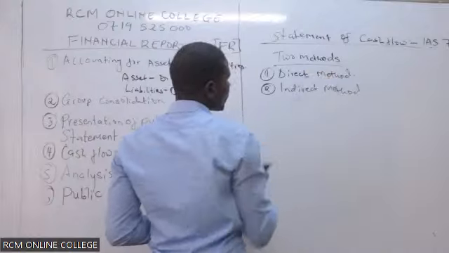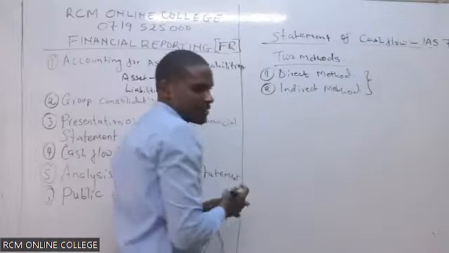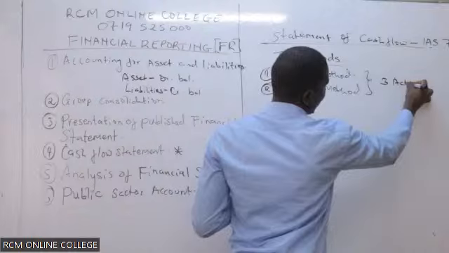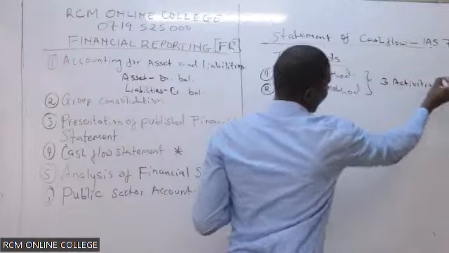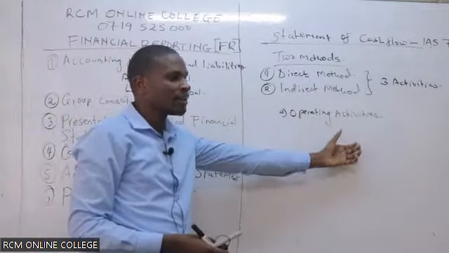Between the two methods, we have three activities that happen in a company. Those activities are, first, operating activities. Examples of operating activities are those that lead to the generation of revenue.